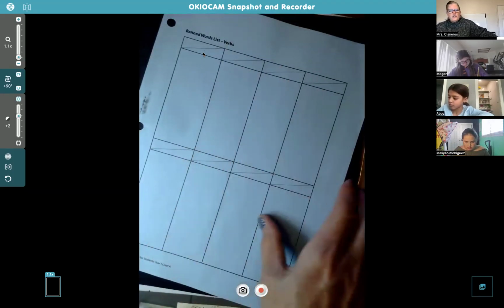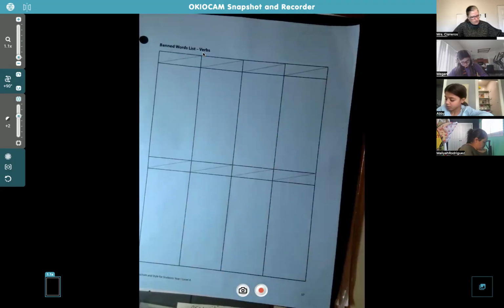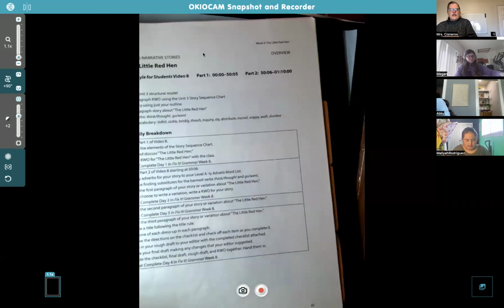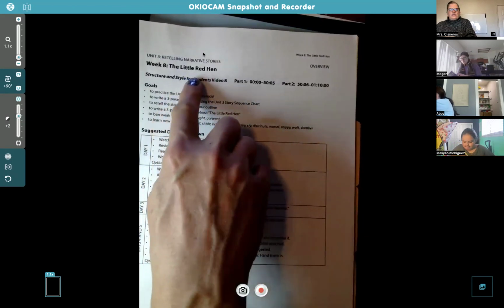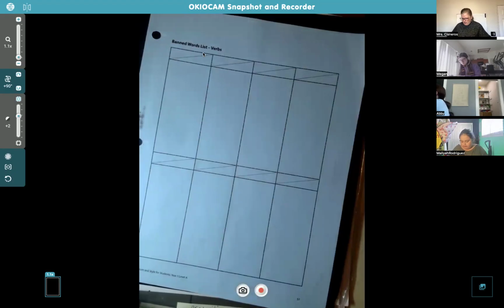Look at this blue page again. So don't put that one away. Everything else goes away, and then you can get out the next lesson, which is behind the source text tab. Remember where we find those new lessons right here, week 8, the little red hen. So go ahead and get out week 8 called the little red hen, and it's going to be 1, 2, 3, 4, 5 pages.